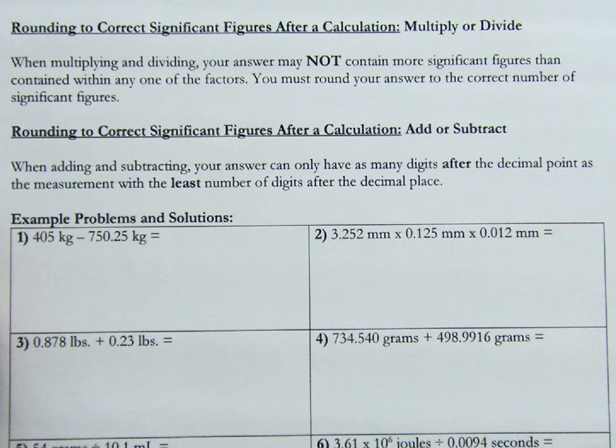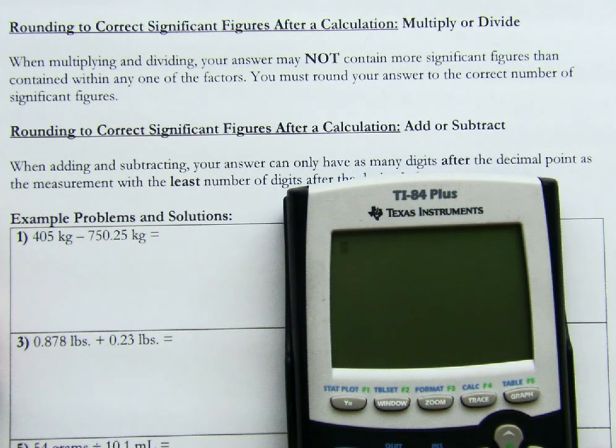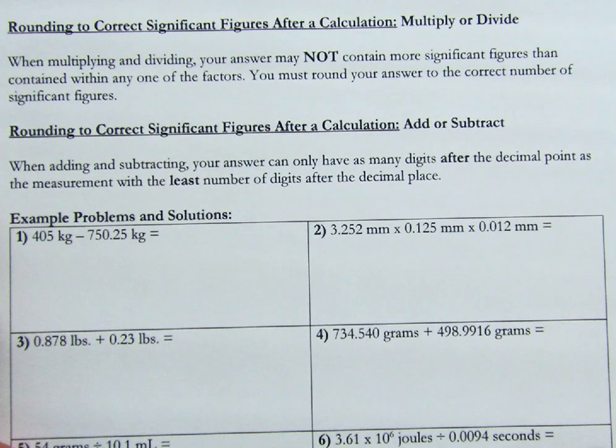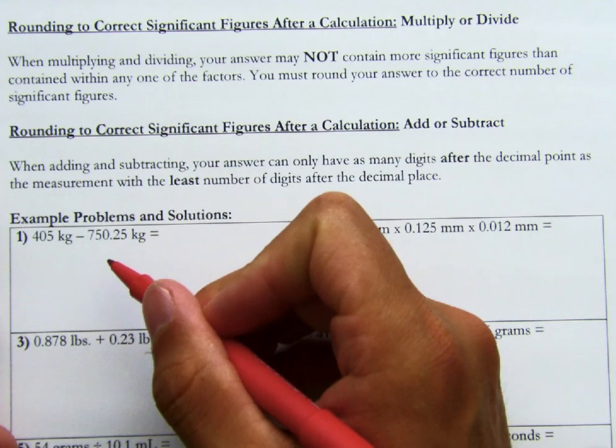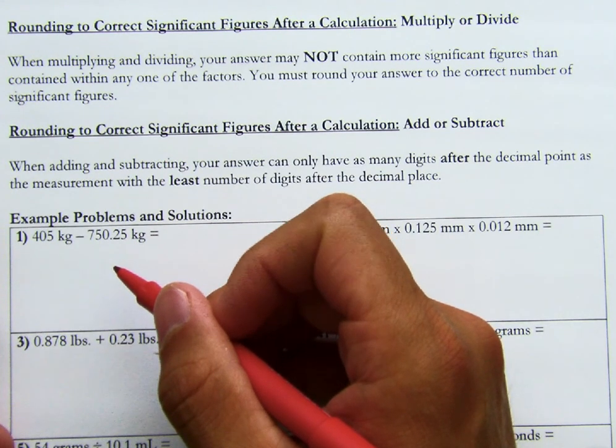So for example, we have 405, and I'm going to subtract 750 kilograms. I don't know if I changed the number. I don't really want this to be negative, but actually, I just don't even like this example. Sorry. I would have a negative answer, but negative kilograms is, I don't know.